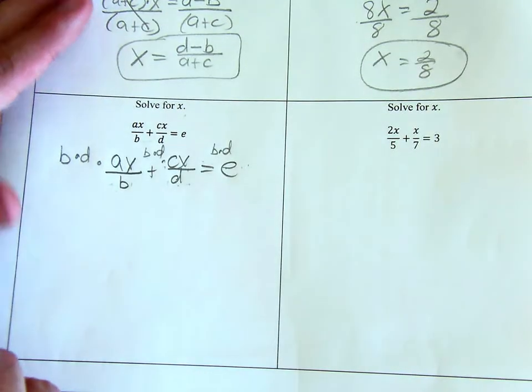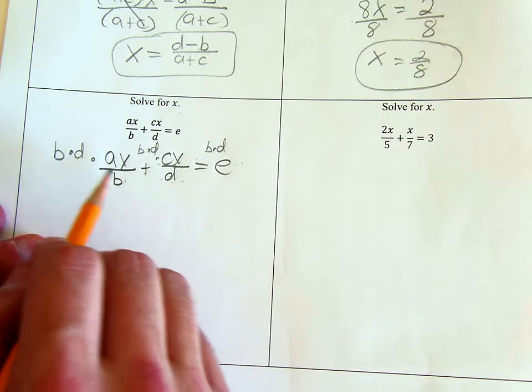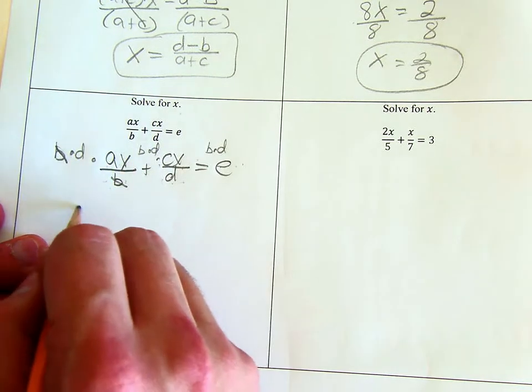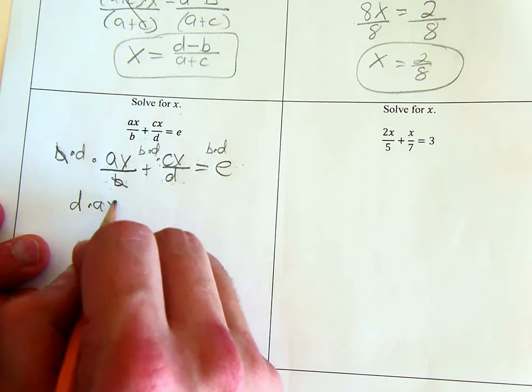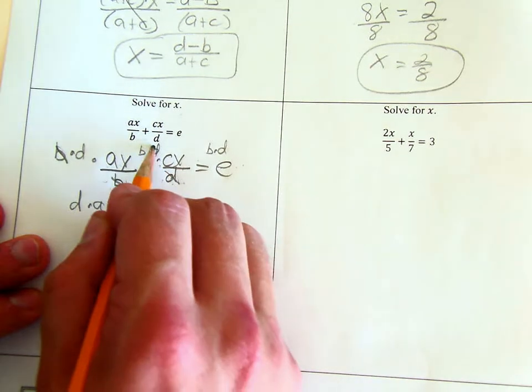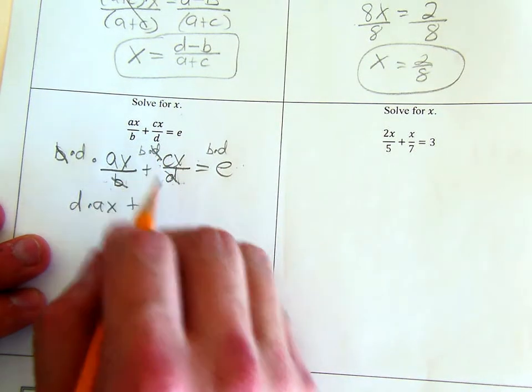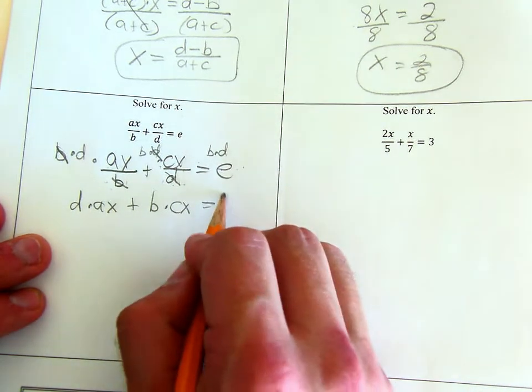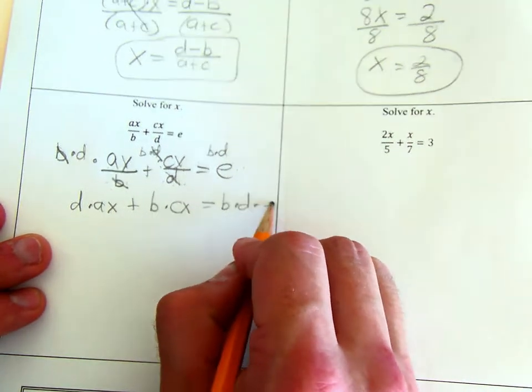Okay? And if I do this, the b will cancel with the b. So I'm going to get d times ax, plus, this d will cancel with this d, so I'll get b times cx is equal to b times d times e.